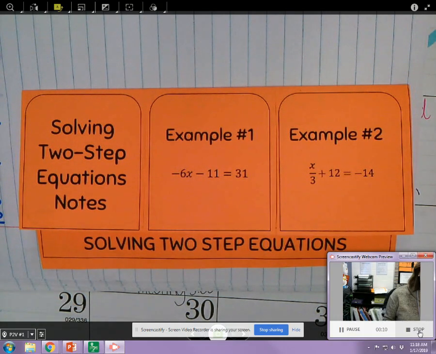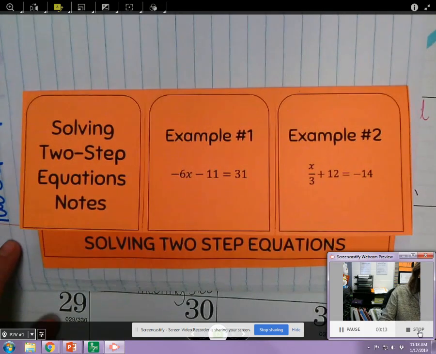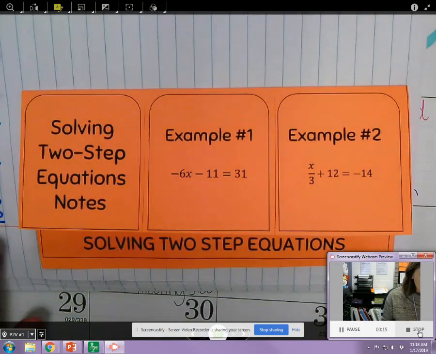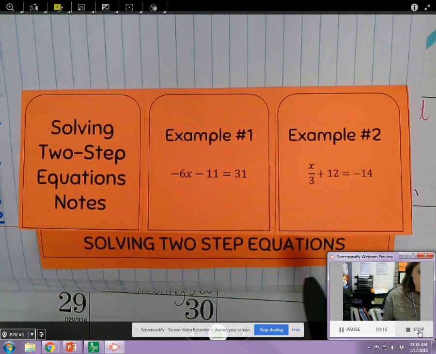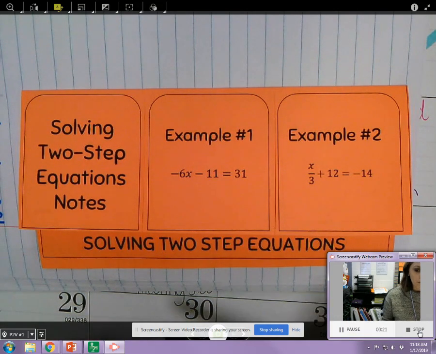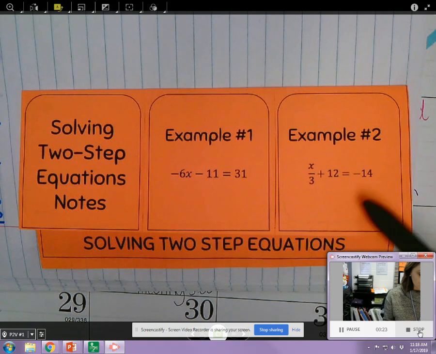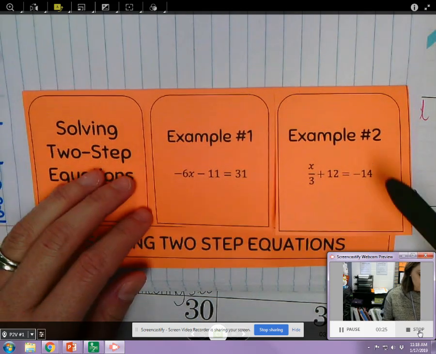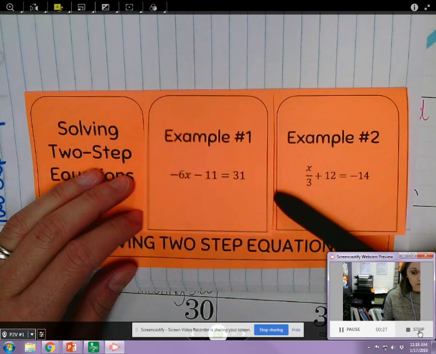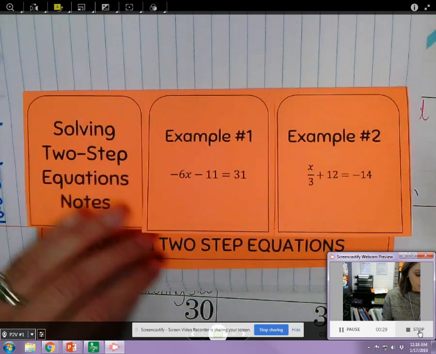Right, so we are going to work on solving two-step equations. To solve a two-step equation, you want to do the inverse of the addition or subtraction first, and then you do the inverse of the multiplication or division. So let's look at example 1.